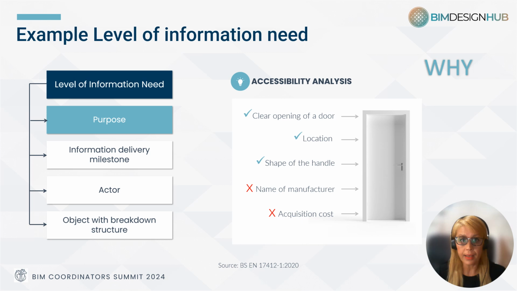Here we can see an example of the level of information need. For the same purpose, the geometry, information, and documentation can vary for different objects. The purpose here is the accessibility analysis. For this purpose, requirements such as the real opening width of a door, its location, and the handle shape are needed. Properties such as the manufacturer's name and the acquisition cost are not relevant to fulfill the purpose.